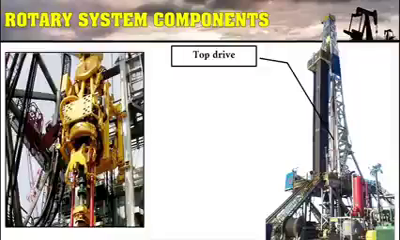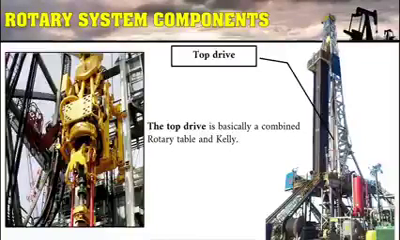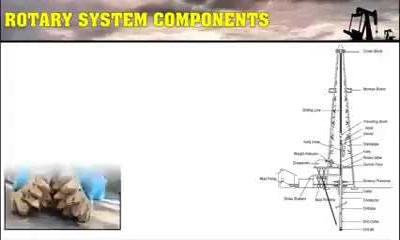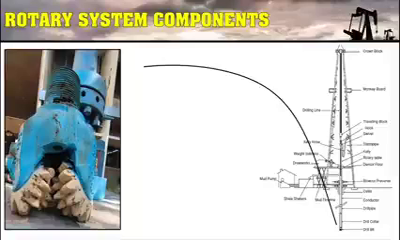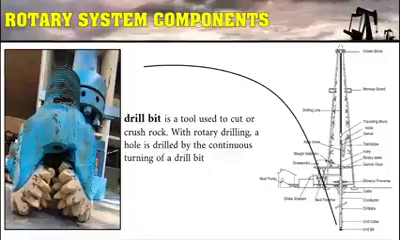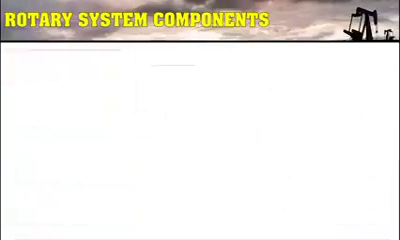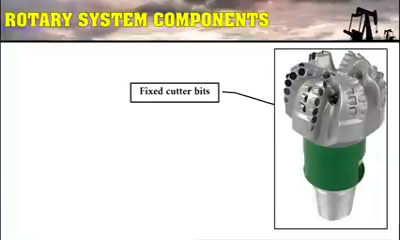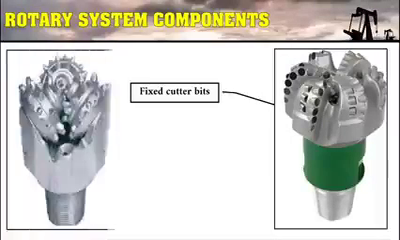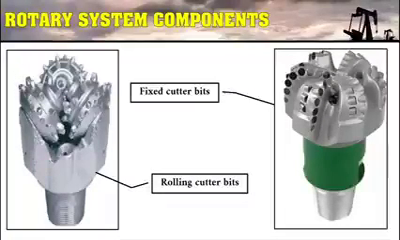The next part, which is mainly found in modern rigs, is the top drive. The top drive is basically a combined rotary table and Kelly. Next is the drill bit. The drill bit is used to cut or crush rock. With rotary drilling, a hole is drilled by the continuous turning of a drill bit. There are 2 types of drill bits: fixed cutter bits and rolling cutter bits.